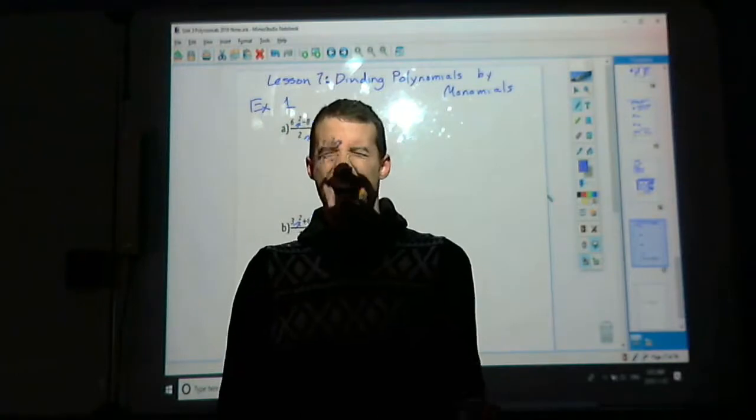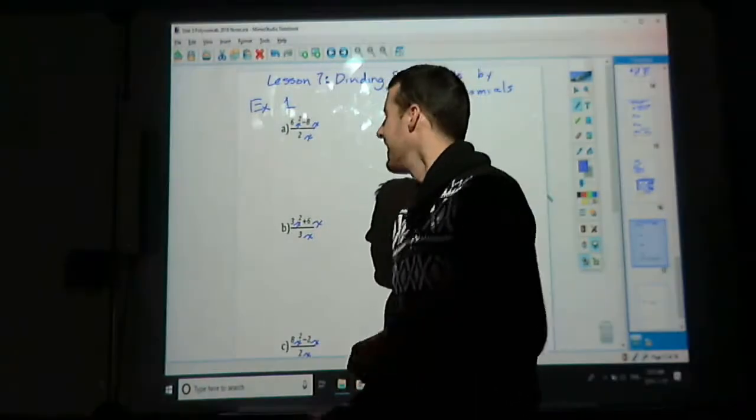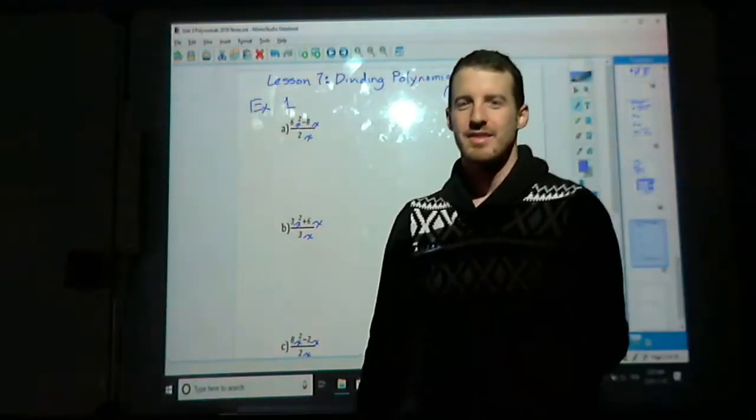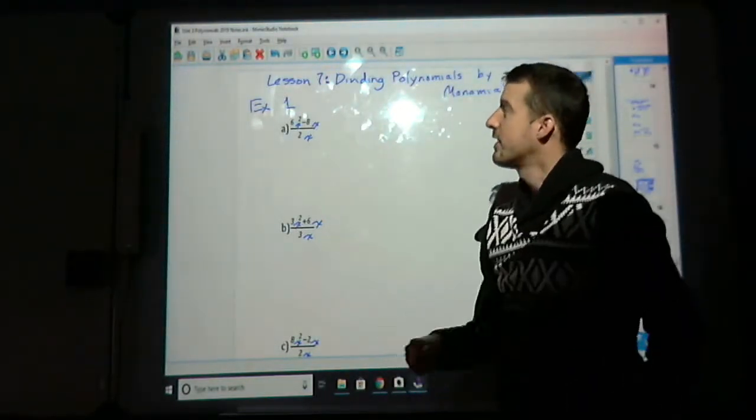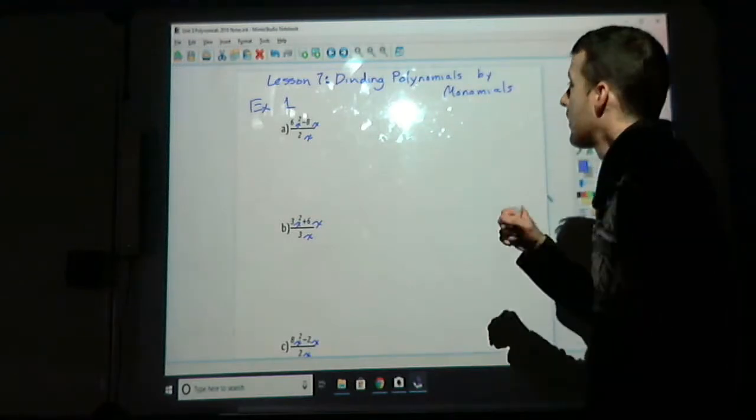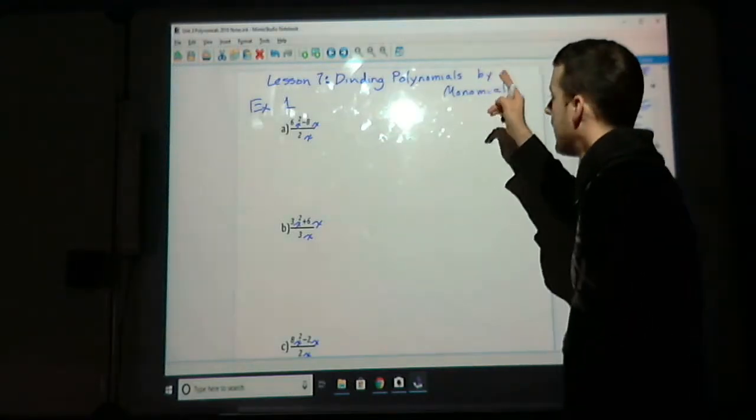Math time! Alright, good day, guys. Last lesson of this unit. Yes! And then we'll be 3 down almost. So today is lesson 7, where we're going to look at dividing polynomials by monomials.